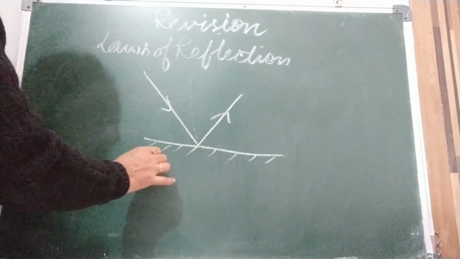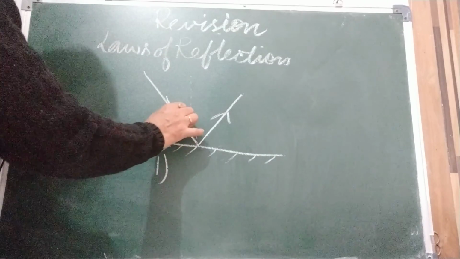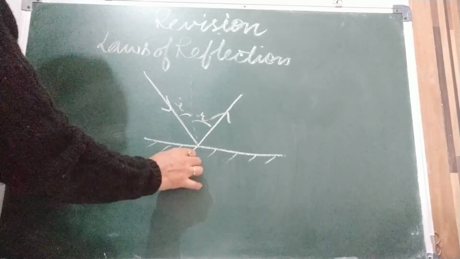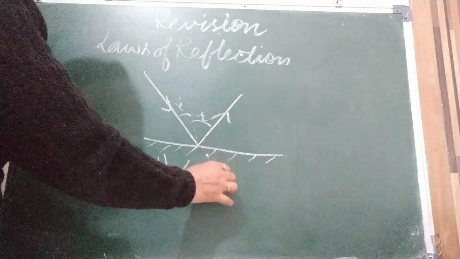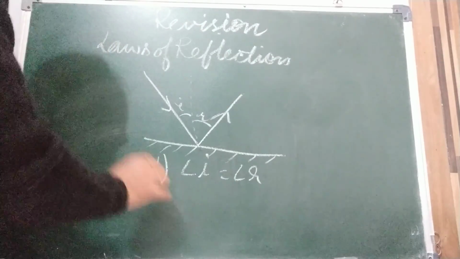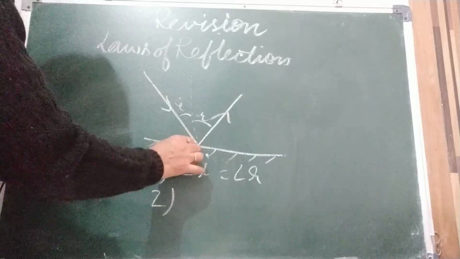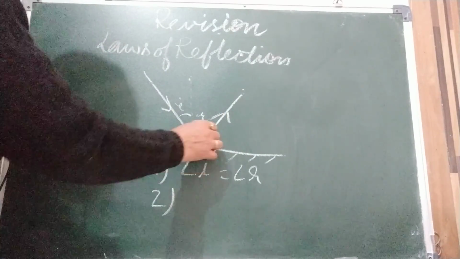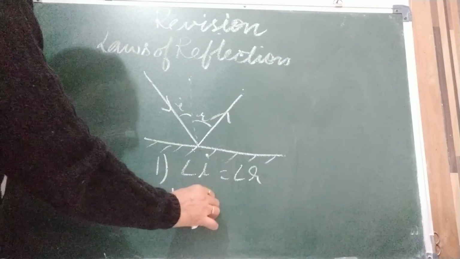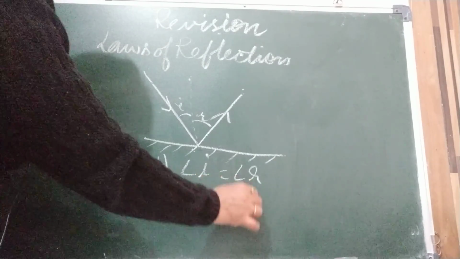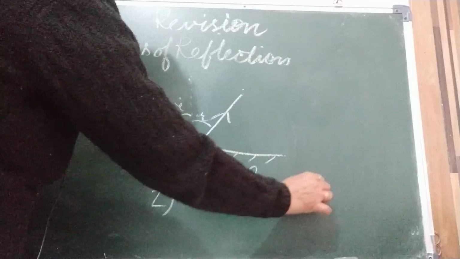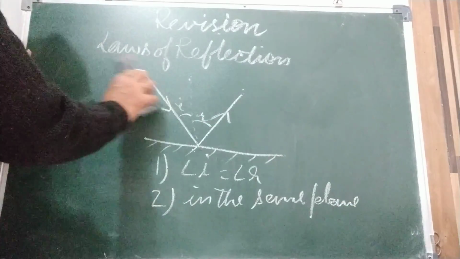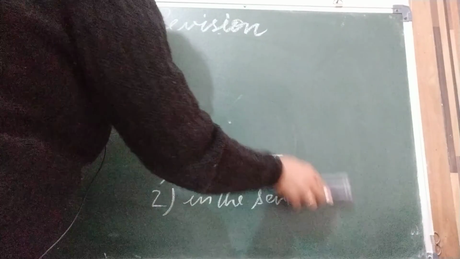And what are the 2 laws? The first law is that the angle of incidence is always equal to the angle of reflection. Second, the incident ray, the normal and the reflected ray all lie in the same plane. So these are the laws of reflection.